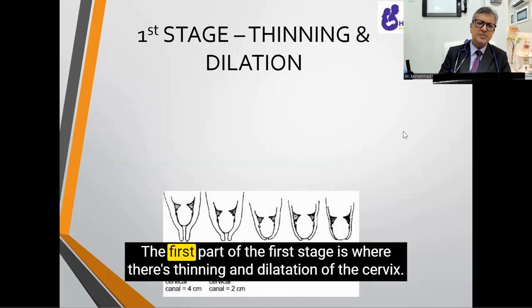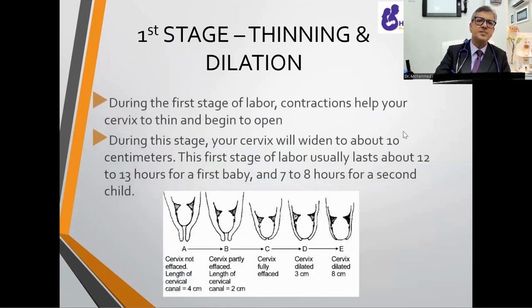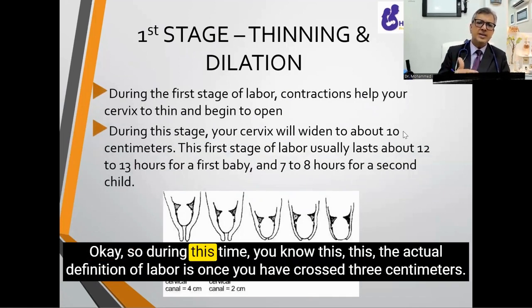Okay, the first part of the first stage is where there's thinning and dilatation of the cervix. So a thick cervix eventually becomes a thin cervix, and then it starts to dilate up to 10 centimeters. Okay, so during this time, the actual definition of labor is once you've crossed 3 centimeters.